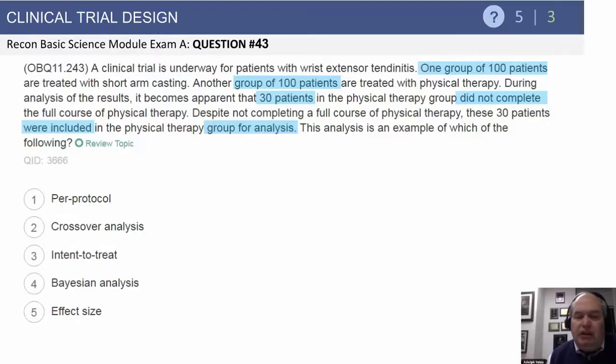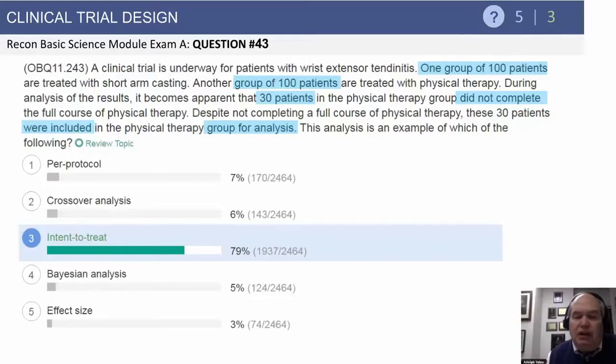And what you see here is that the 30 patients were included in the physical therapy group for analysis, even though they didn't complete the entire process. So the question is, what is this type of analysis? And it's not too complicated, but this is the intent to treat analysis.